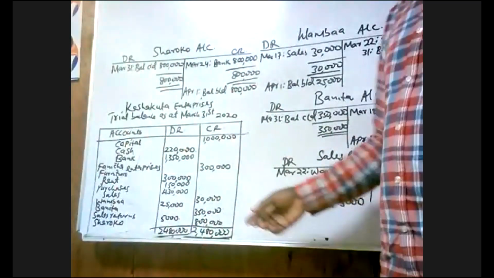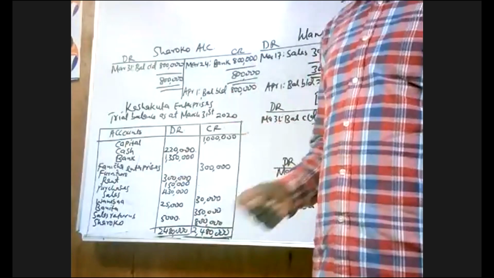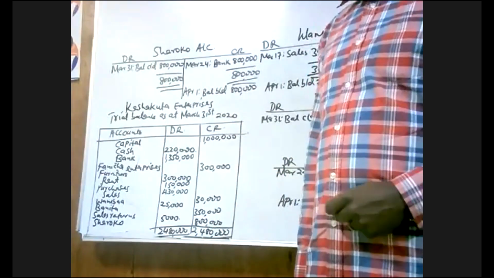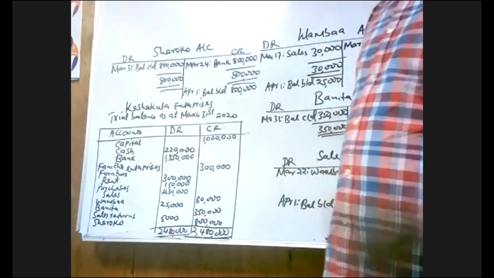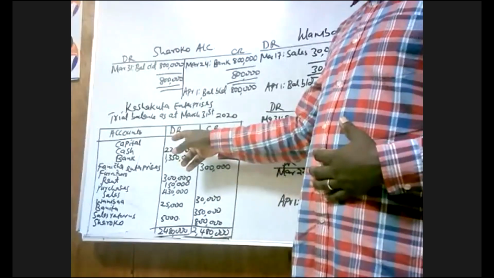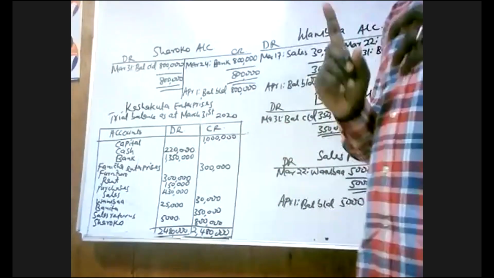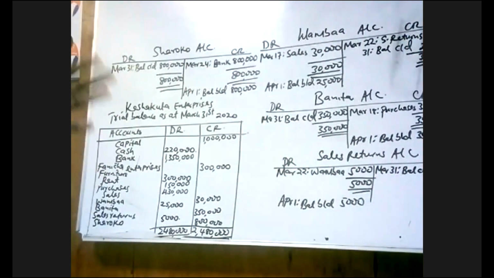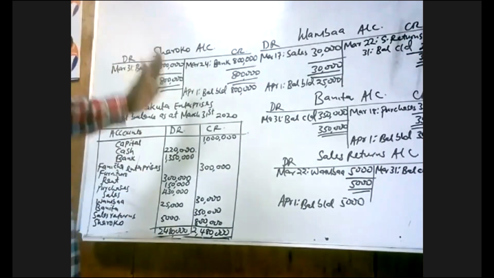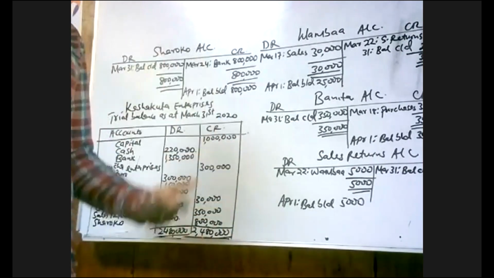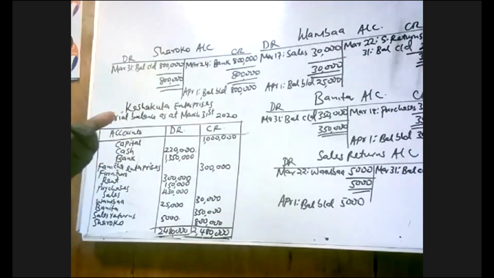And why should the total of the debit and the total of the credit be the same? Because of one simple reason: double entry. Every single amount was debited somewhere and credited somewhere. The same amount was debited in one account and credited in another account. So if we have done that religiously, the total debits should equal the total credits, and therefore your trial balance should balance.